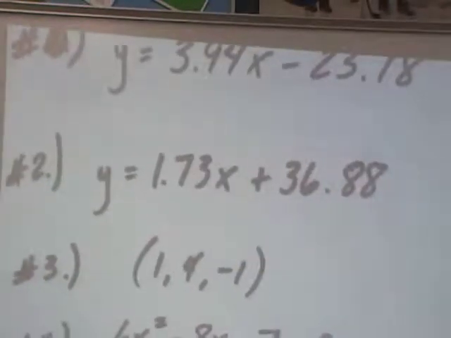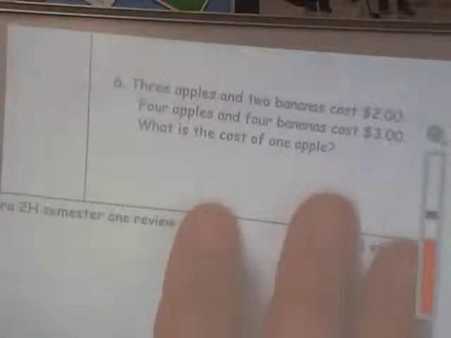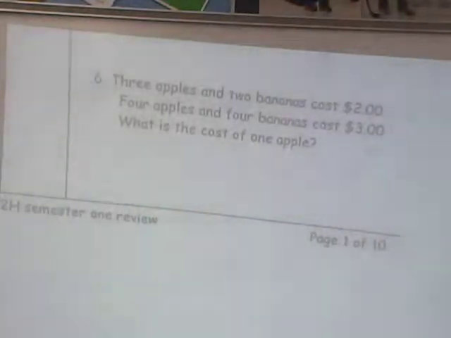All right, number 6. 3 apples, 2 bananas cost $2. 4 apples, 4 bananas cost $3. What is the cost of 1 apple? We need to set up the equations here.